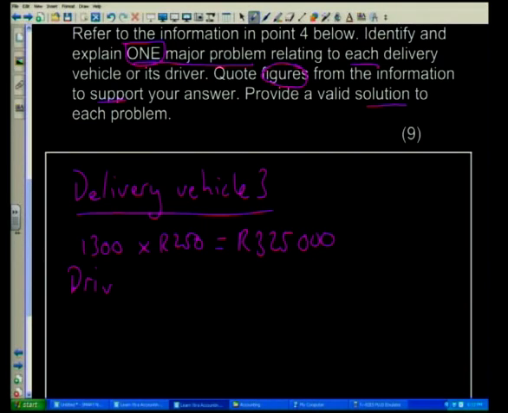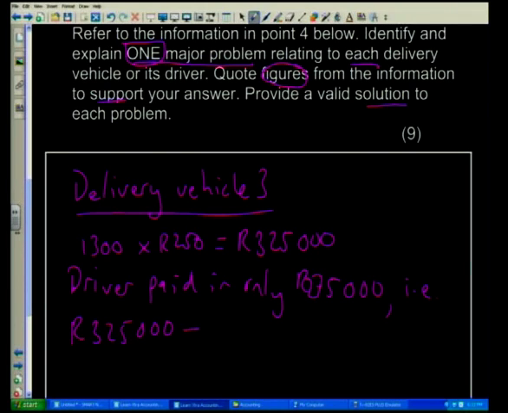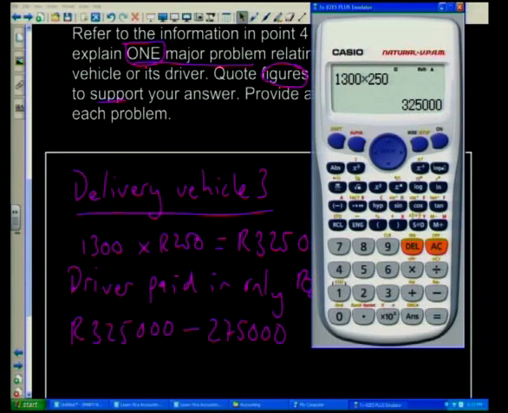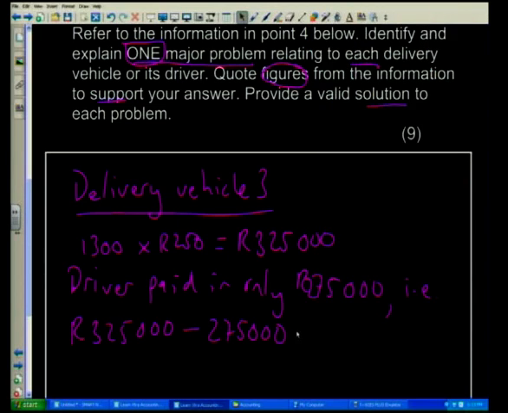But the driver paid in only 275,000 Rand, which is 325,000 minus 275,000. That comes to, let's do it on the calculator, 50,000 Rand less than what she should have paid in. Once again, we are justifying our answer with the quoting of relevant figures.